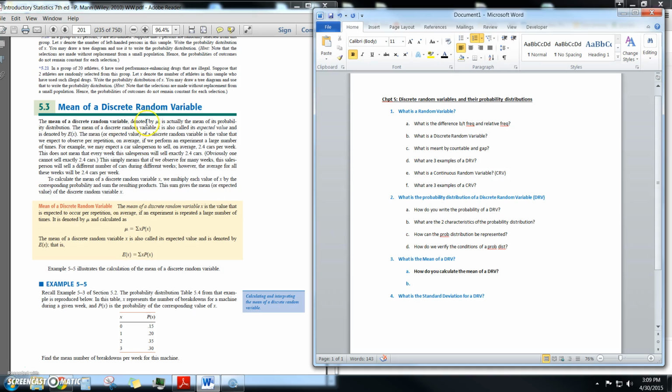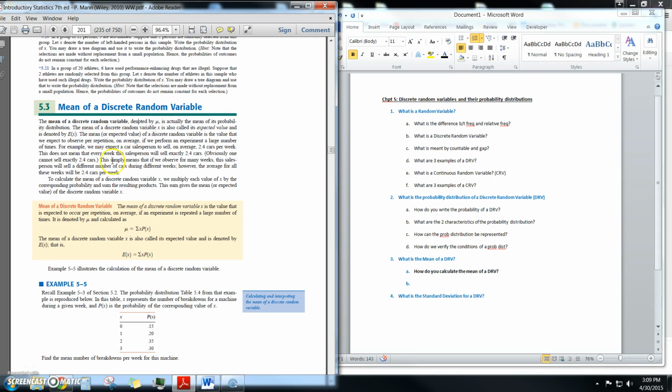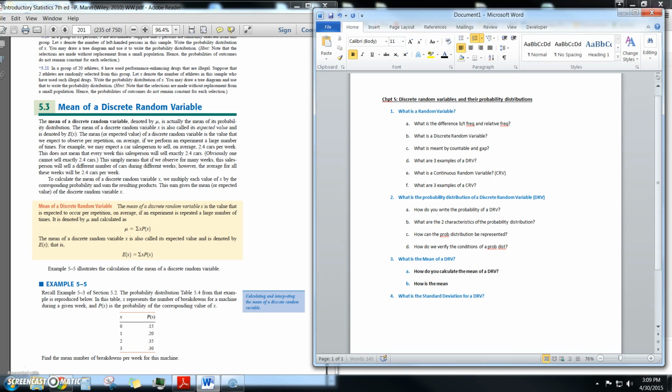Next one is, let's have a read. We've got this symbol denoted, we've got E(X). Having a look, we could say denoted is a good word. How is the mean denoted? What is the expected value? What is the notation for the expected value?